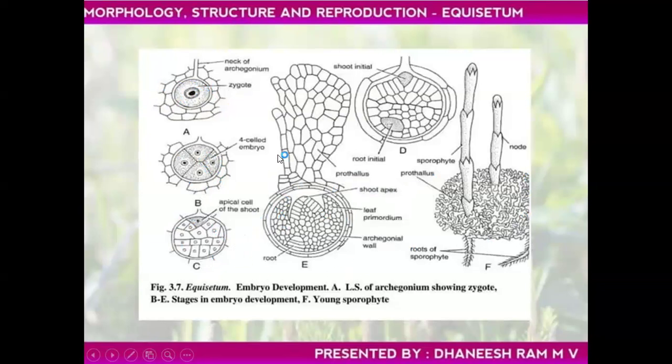Here several embryonal divisions happen, resulting in the formation of the root initial and the shoot initials of this embryonal axis, and as a result a sporophyte develops on this gametophytic tissue. As many archegonia are fertilized on the gametophyte, we can see a number of young sporophytes developing.